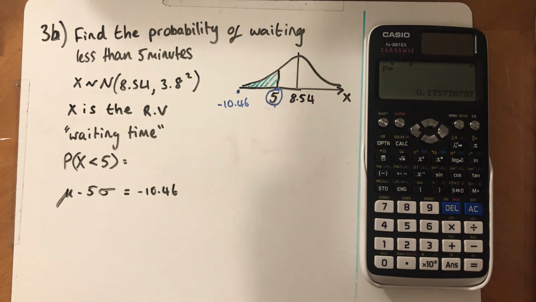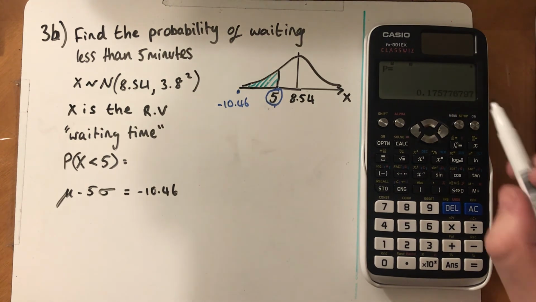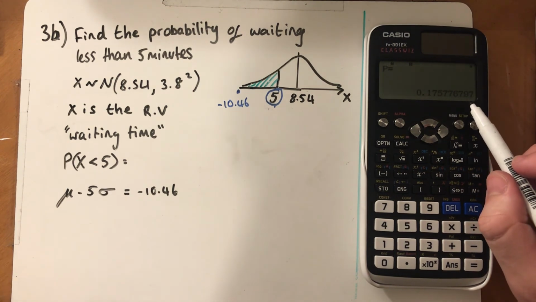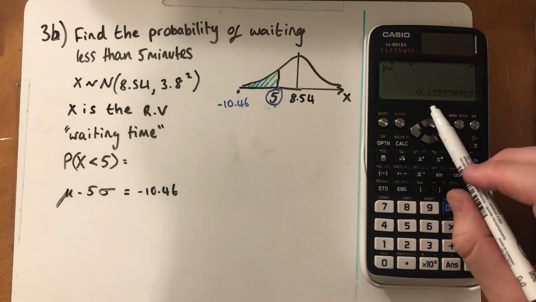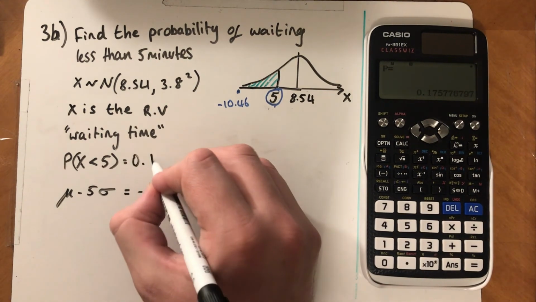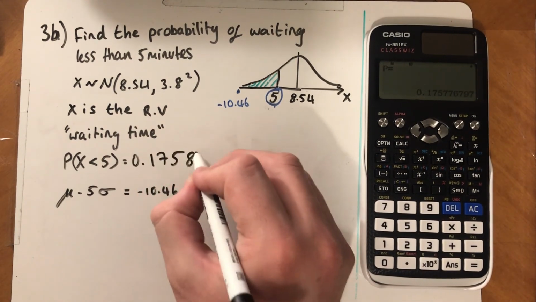The value is 0.175776797. I'm going to round this to 4 decimal places, and I'm going to say this is 0.1758 to 4 decimal places.